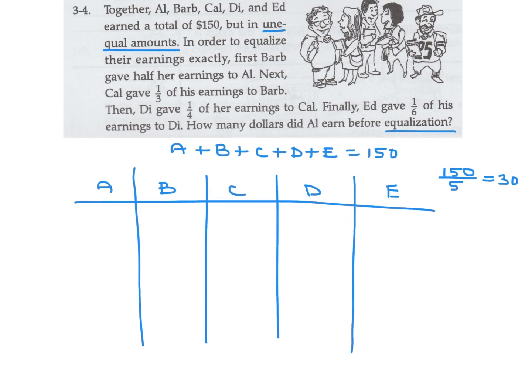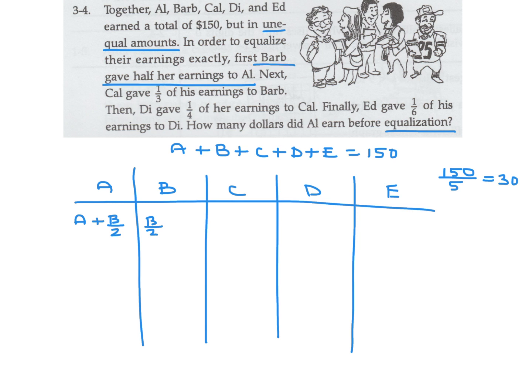Okay, so initially we have, let me read this again. First, Barb gave half of her earnings to Al. So that means half is gone, so we're remaining with B over 2, and then that B over 2 goes to Al. So that takes care of the first one.